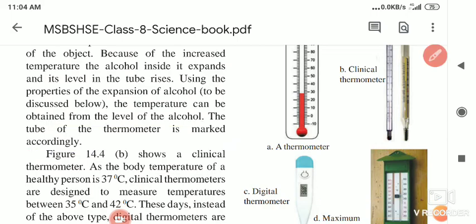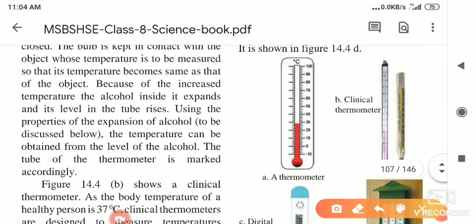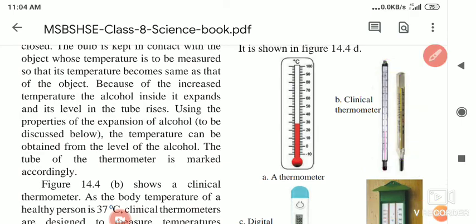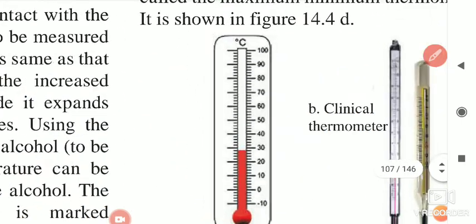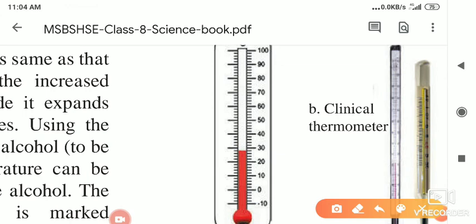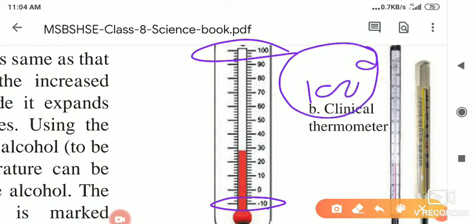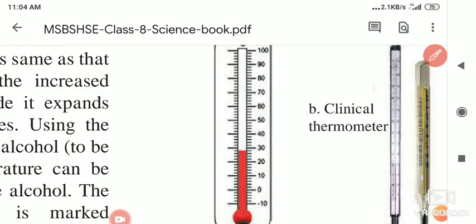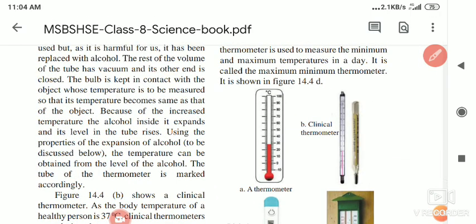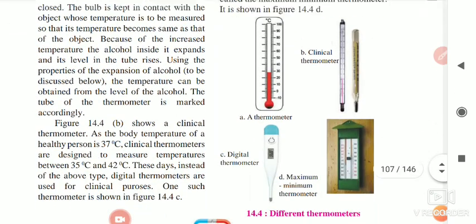So if you see here in this clinical thermometer, we can't see the marks properly, but if you see the thermometer inside, you will see the degrees Celsius, the temperature is given from -10 to 100 degrees Celsius, the boiling temperature of water. Till that, the temperature readings are given here, and according to the temperature of the body, this alcohol rises and it shows the temperature. Okay, so in this way we decide the temperature of the body by using this thermometer.